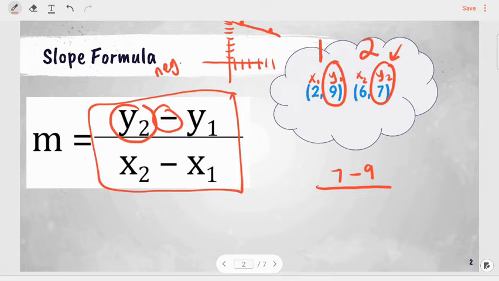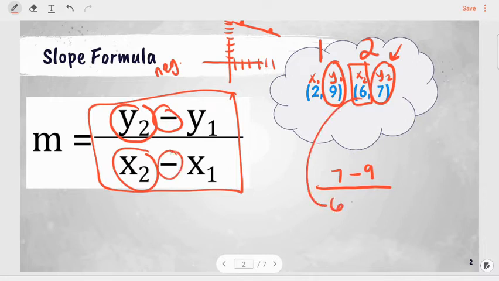To find the denominator, to find my run, I'm going to take x2. So I'm going to go to my second point, to the x2, and I'm going to replace x2 with 6. I'm going to make sure I write minus, and x1, I find the matching x1, 2. So 6 minus 2 is in the denominator. Now, remember, slope is a fraction of rise over run. So I can't have a big subtraction problem, I need to simplify. So I simplify. 7 minus 9 is negative 2, and 6 minus 2 is 4.